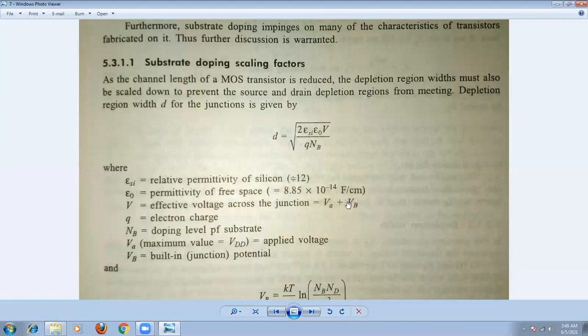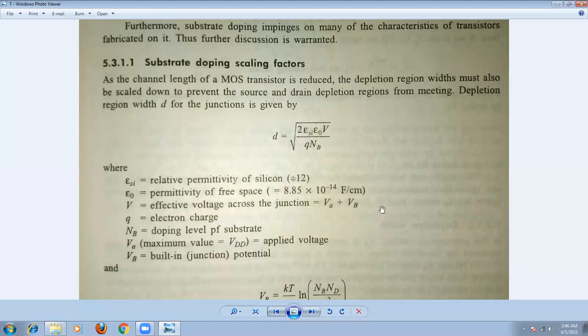Here VA is the applied voltage, VDD, plus VB also you have to consider. So V is the applied voltage plus the built-in potential, and Q is the charge of the electron, and Nb the doping concentration of the substrate material. Next, VA is the maximum value of voltage you can apply, VDD, and VB is known as the built-in potential of the junction.